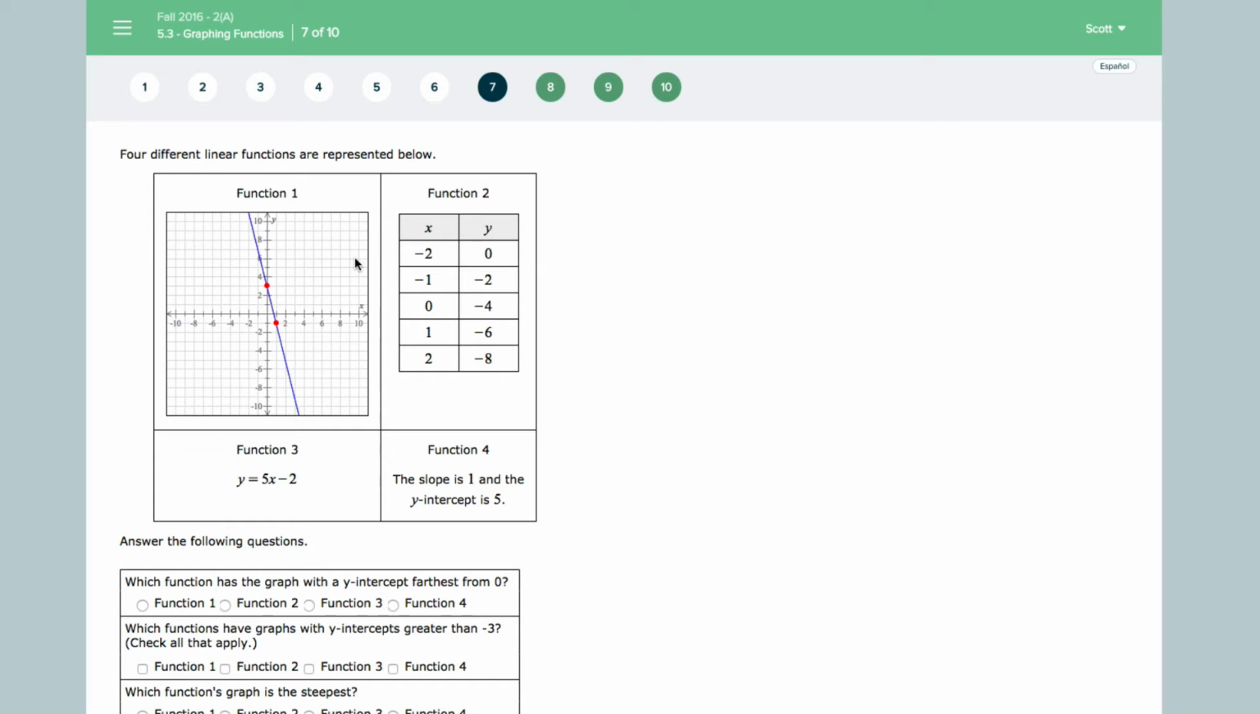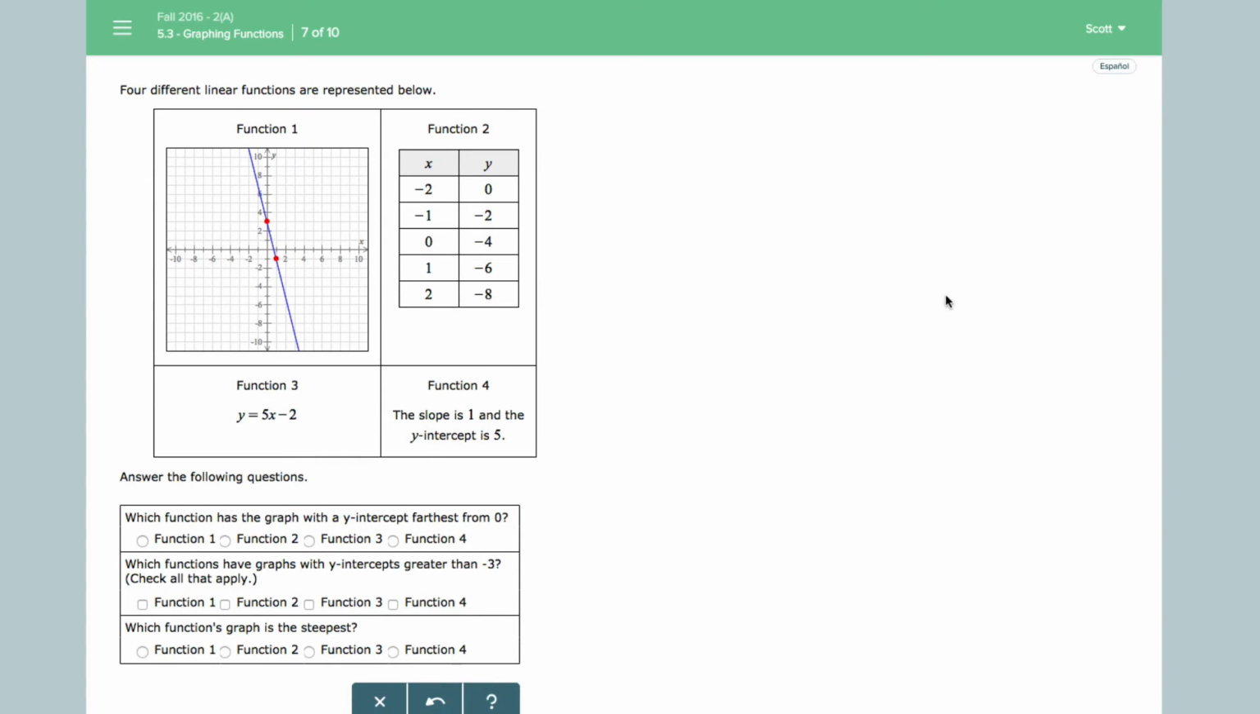Number 7, you're given 4 different functions, and in all 4 of these functions we have slope, y-intercepts, stuff like that. The first part: which function has a graph with a y-intercept farthest from 0? Okay, so that can be either positive or negative. This one has a y-intercept of 3. This one has a y-intercept of -4, so 4 marks are farther away than 3. This one has a y-intercept of -2. This one has a y-intercept of 5, so I can see that function 4 is the farthest away from 0.